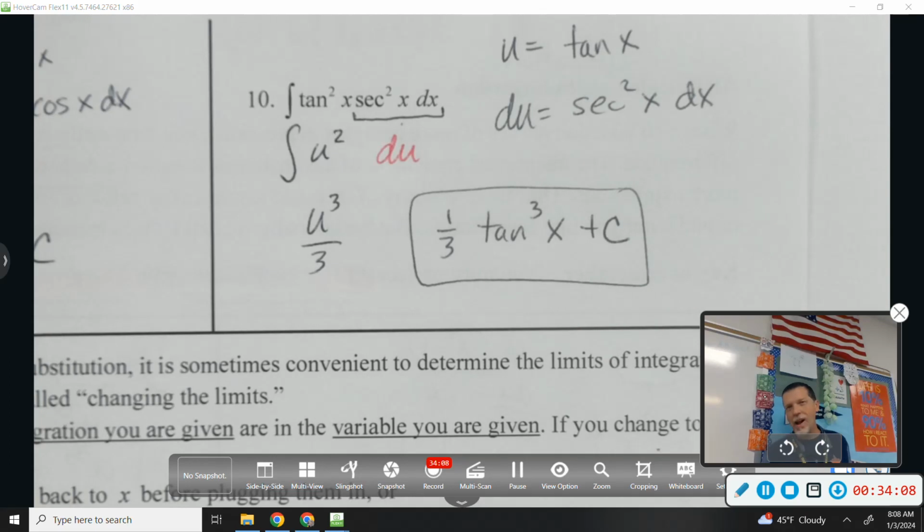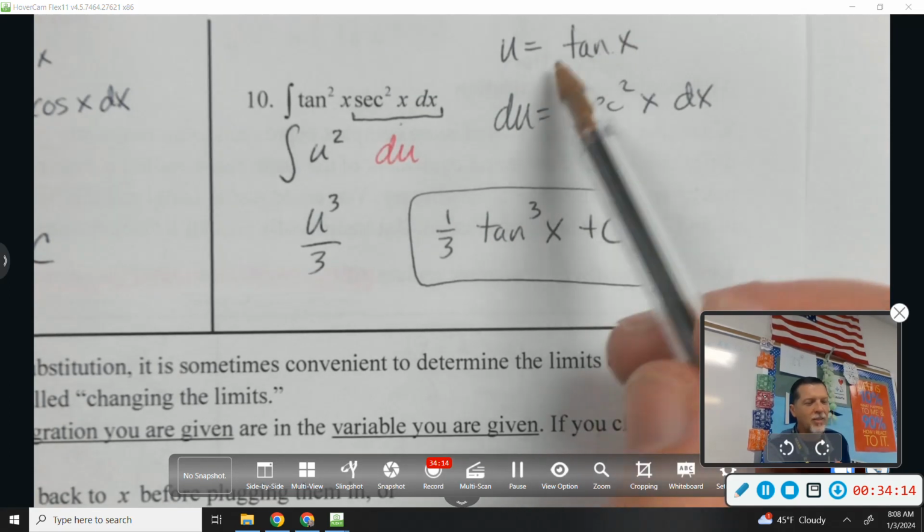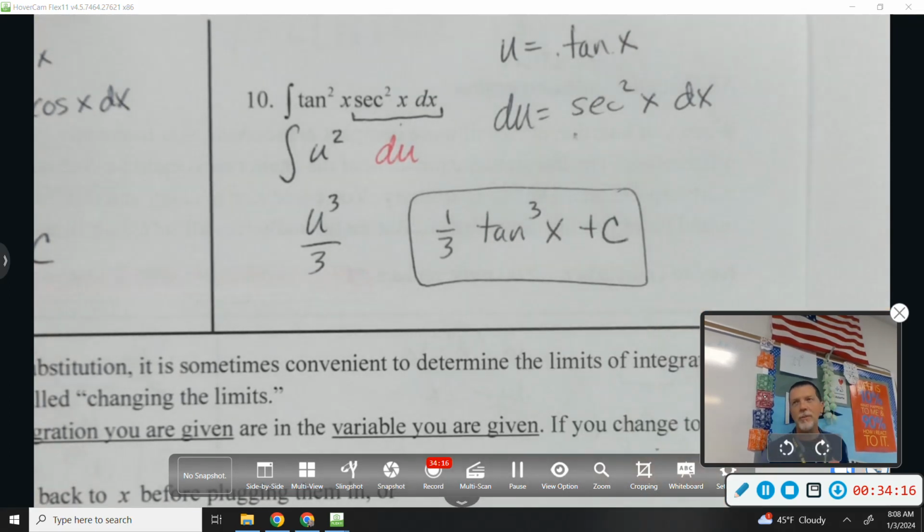Practice, practice, practice. You've got to know your derivatives well, and you've got to practice picking u so that du shows up.